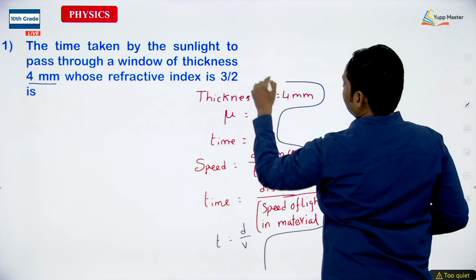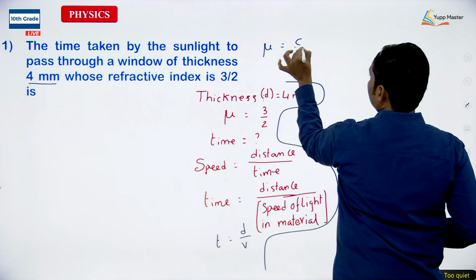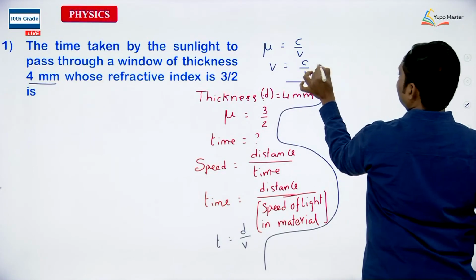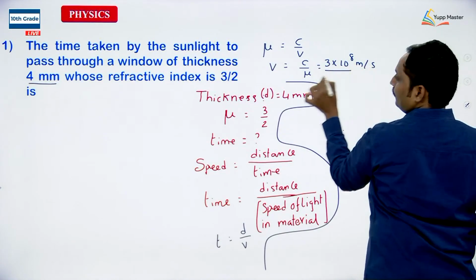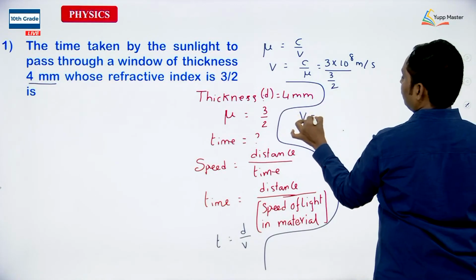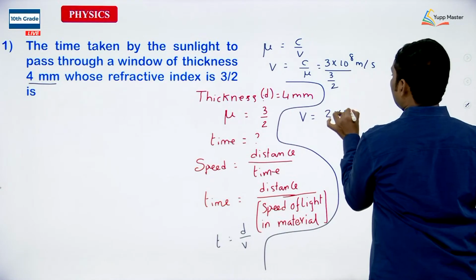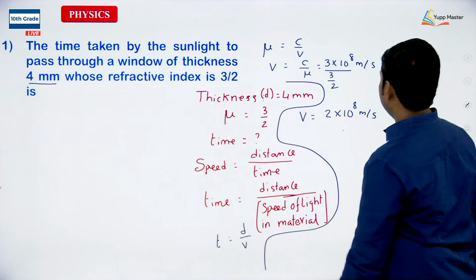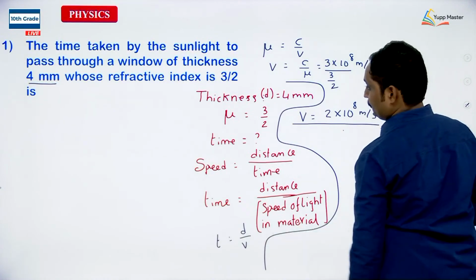Generally, you can solve this problem: mu is equal to c by v, so v is equal to c by mu, that is equal to 3 into 10 to the power of 8 meter per second divided by the refractive index, that is 3/2. So you get v is equal to 2 into 10 to the power of 8 meter per second. Already you have obtained this value. Now, you can solve the problem by substituting this one.